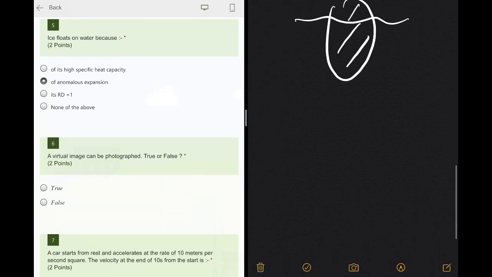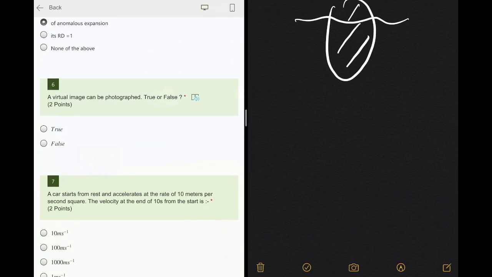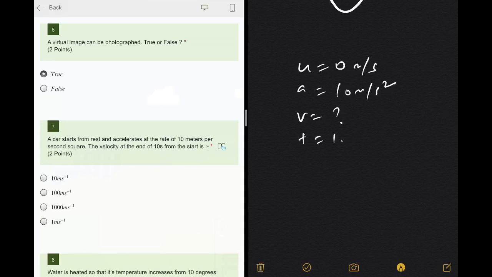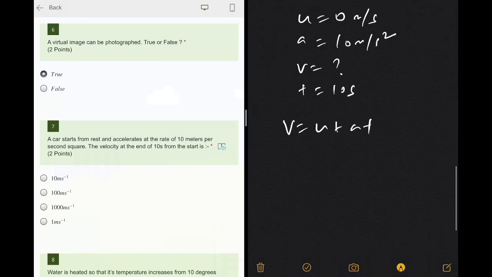A virtual image can be photographed, true or false? We know that our image in a mirror can be photographed. So it is true. A virtual image can be photographed. A car starts from rest, so u is 0 meters per second, accelerates at the rate of 10 meter per second square. The velocity at the end of 10 seconds is how much? So v is u plus a t. So 0 plus 10 into 10, 100 meters per second.